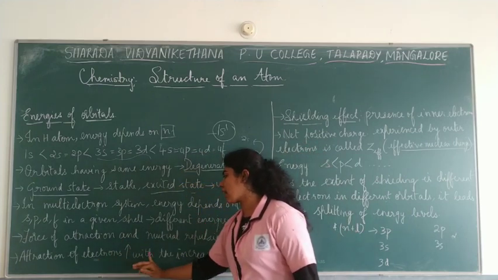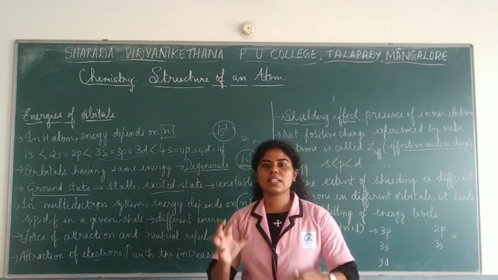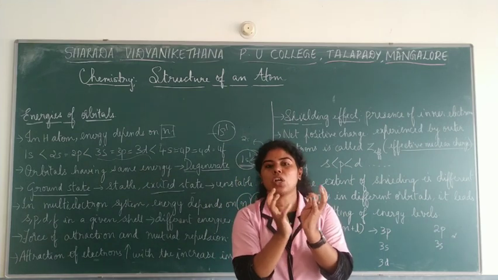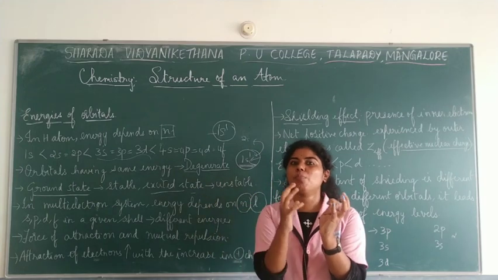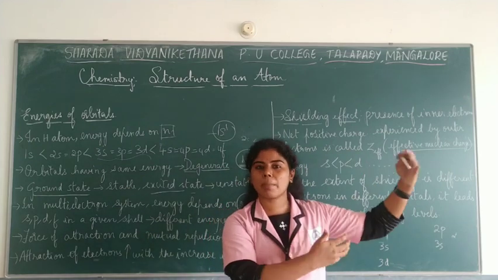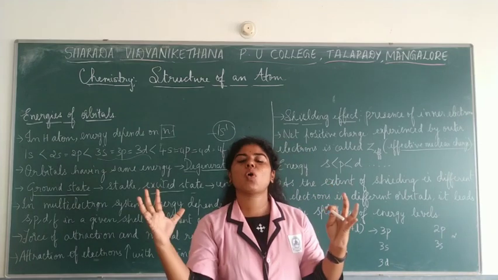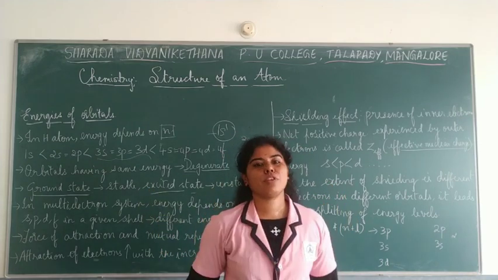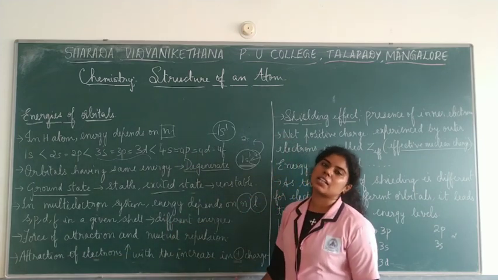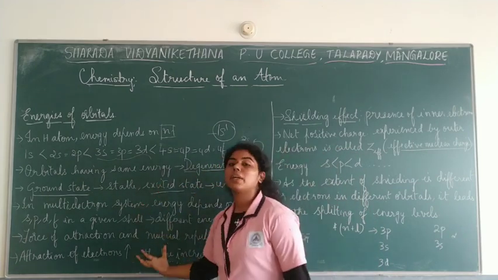Now, attraction of electrons increases with the increase in the positive charge. Increase in the positive charge, in the sense that in the nucleus, if you keep on adding protons, there is a high increase in positive charge. So what happens here? Attraction will be more, right? So as the atomic number increases, or as the positive charge present in the nucleus increases, there is more force of attraction. So that is what we say: attraction of electrons increases with the increase in the positive charge present in the nucleus. This is what is to be remembered in a multi-electron system.